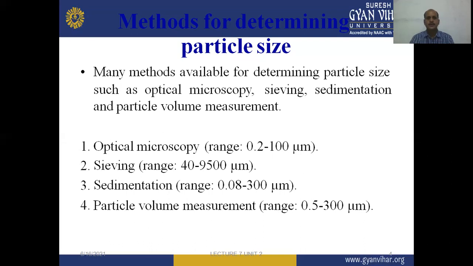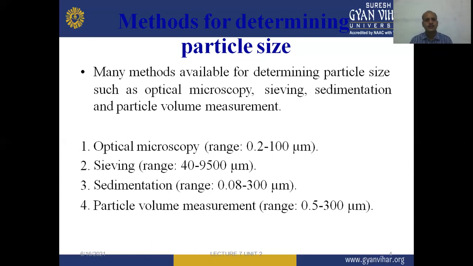Only four methods mentioned here we have to discuss, and two methods were already discussed in our previous lecture, part 1. In the second part of micromeritics, methods for determination of particle size, we have to discuss the sedimentation and particle volume measurement methods. Optical microscopy is applicable for particles of 0.2 to 100 micrometer size, and has many advantages and disadvantages because it is a direct method. It is also known as the number distribution method. By counting the number of particles, we can determine the particle size of a given powder sample.